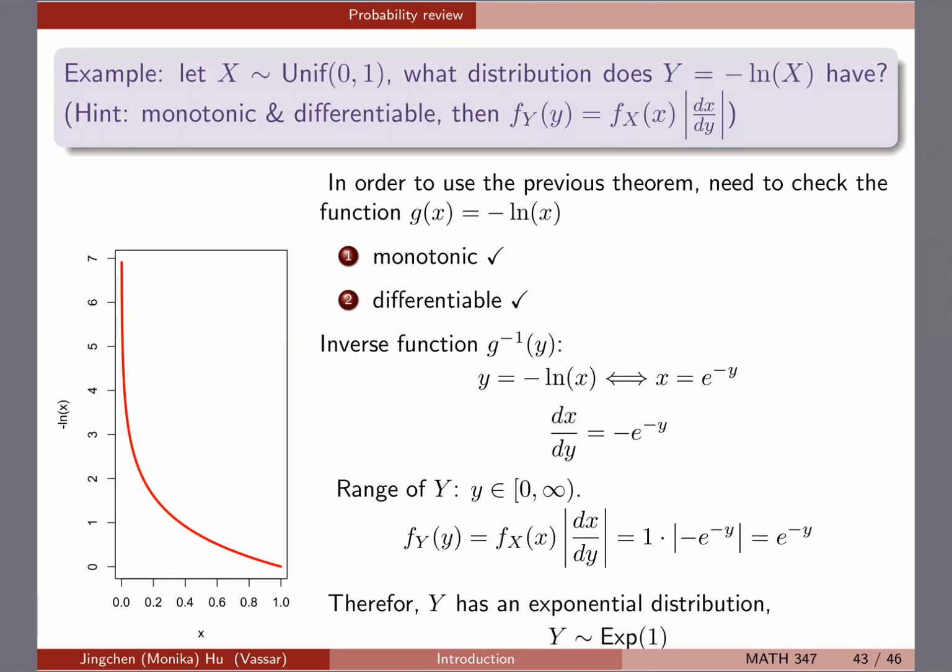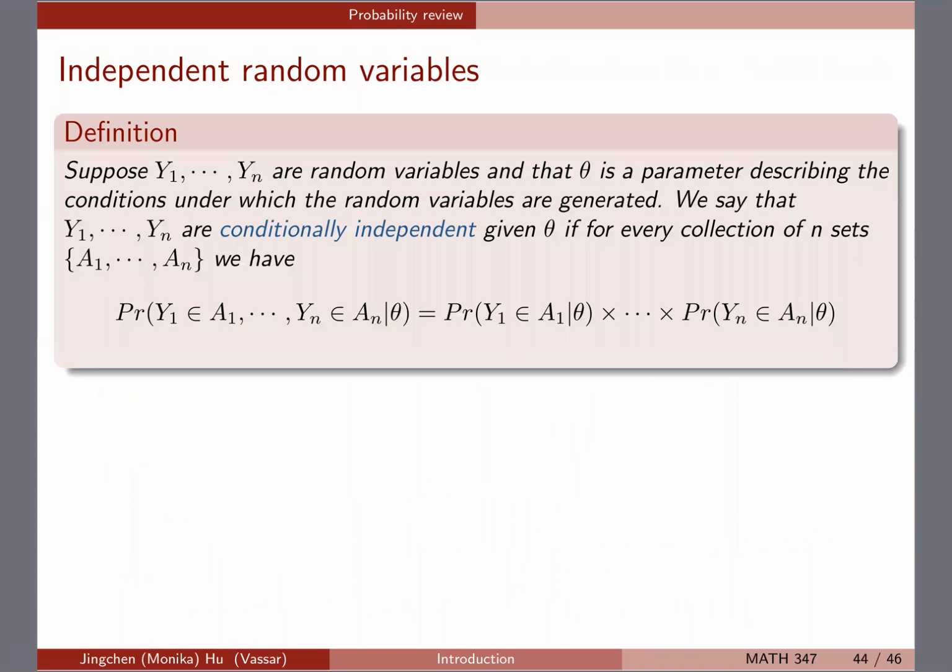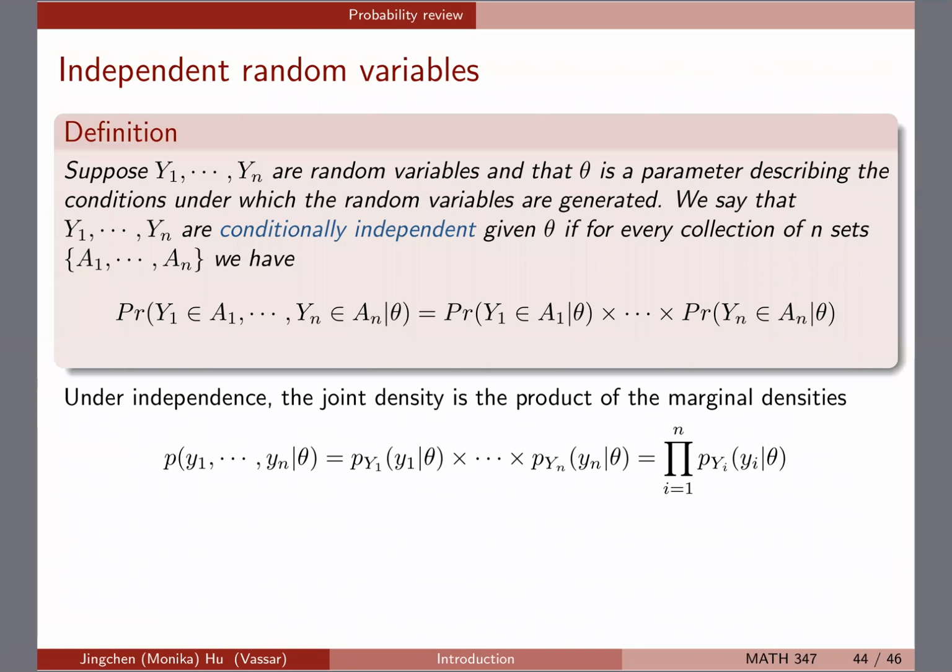All right. So the last part is something we call independent random variables. So the last part for the review. Suppose y1 through yn are random variables, and theta is the parameter describing how the random variables are generated. So we have this definition of conditionally independent given theta for all of the y1 through yn if you have this particular setup. That's the definition, but more importantly for us to remember is this part.